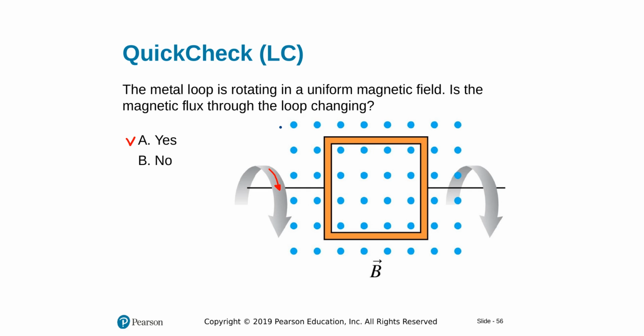If I rotate the loop though inside the magnetic field, the angle theta will change, so flux will change. Theta changes, so flux changes.